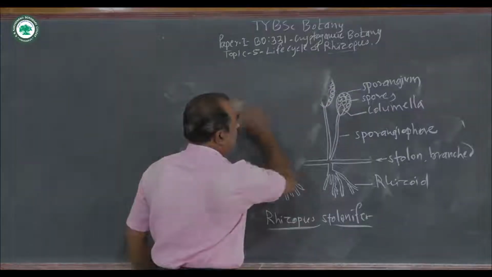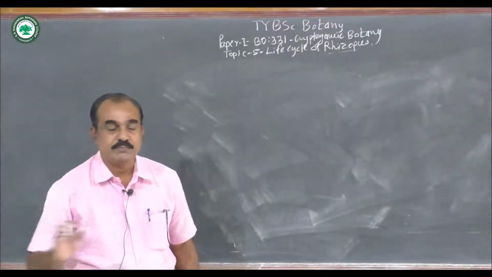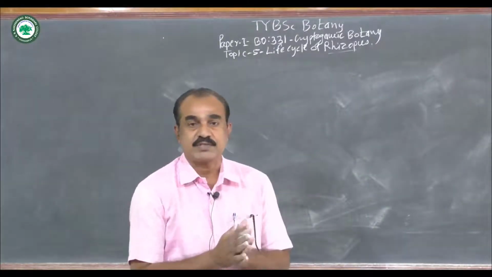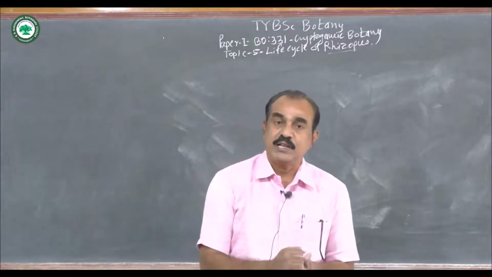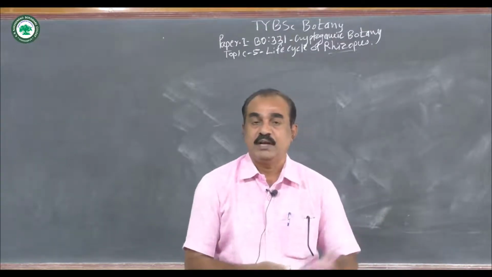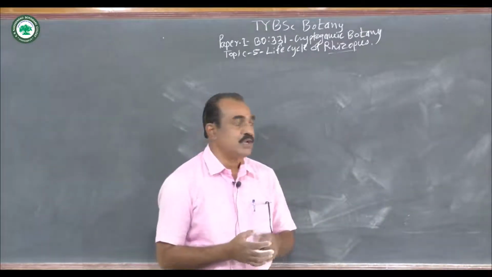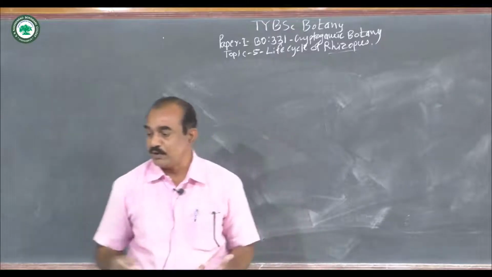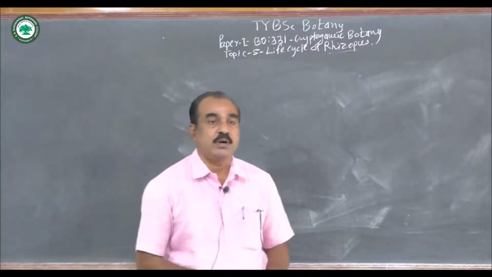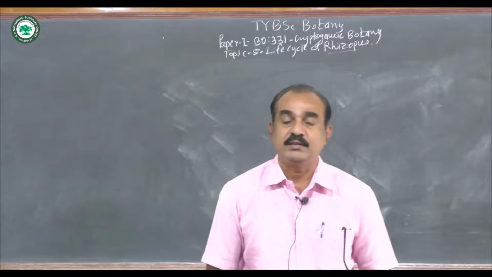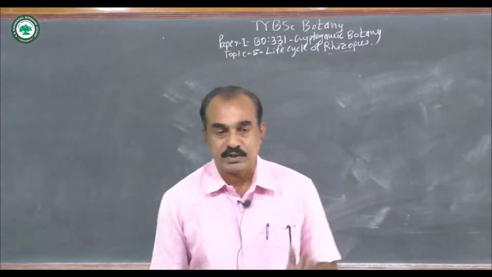Now the next point, that is the reproduction. Now Rhizopus reproduces by two different types of methods. Number one, that is asexual reproduction. It is again of two different types. And second, that is sexual reproduction. So first, the asexual reproduction, which takes place by the formation of asexual spores, which are called aplanospores, or simply the spores.